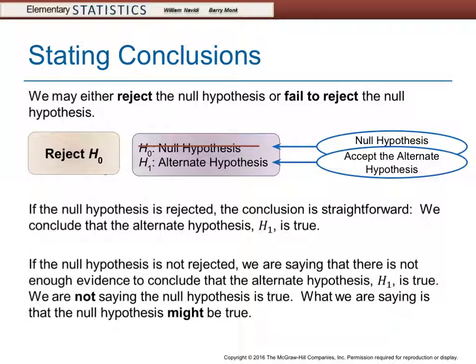If the null hypothesis is not rejected, we are saying that there is not enough evidence to conclude that the alternative hypothesis H1 is true. We are not saying the null hypothesis is true. We're saying that the null hypothesis might be true.